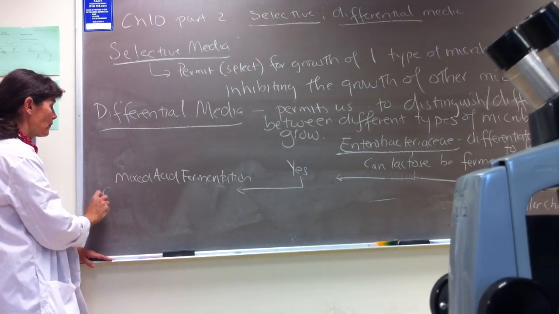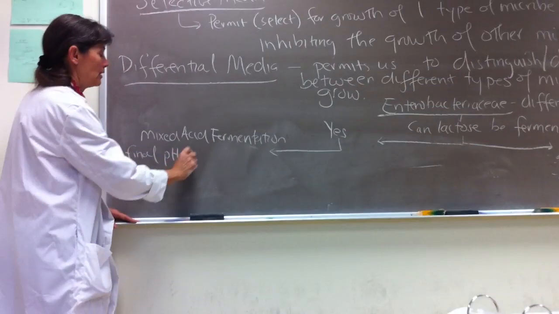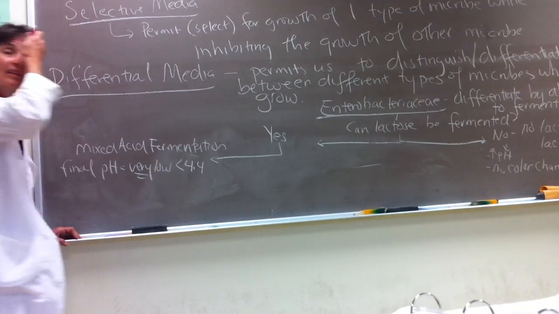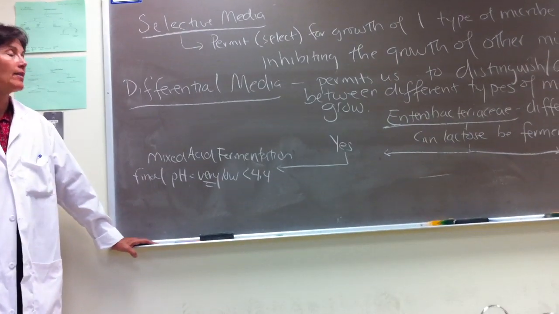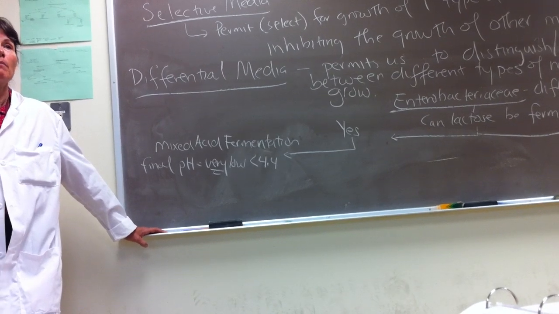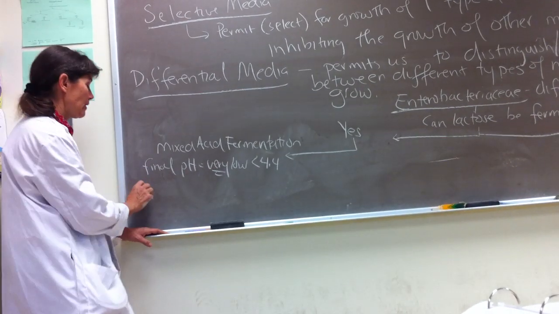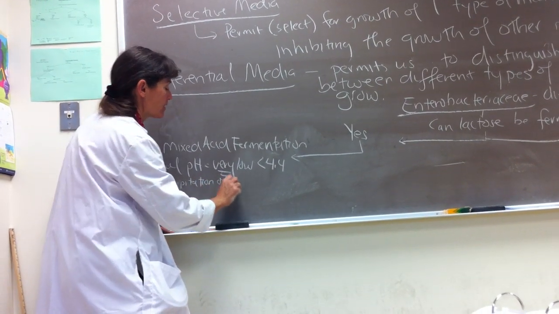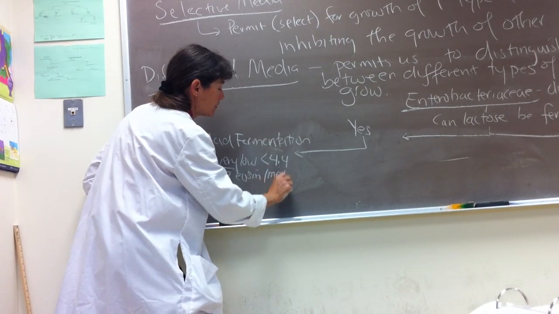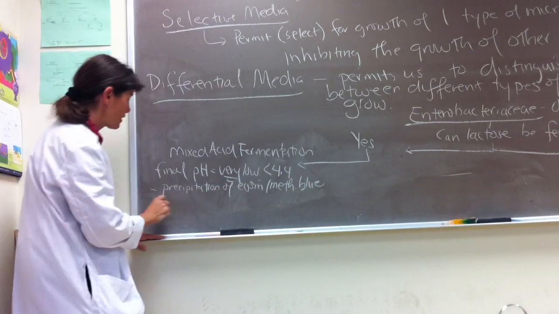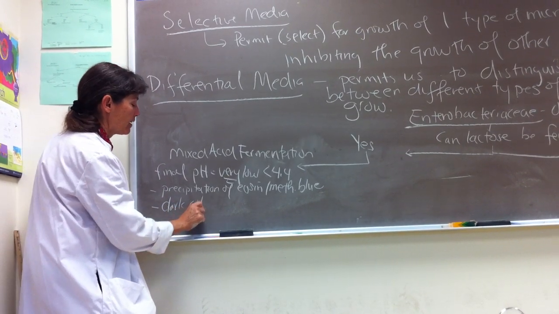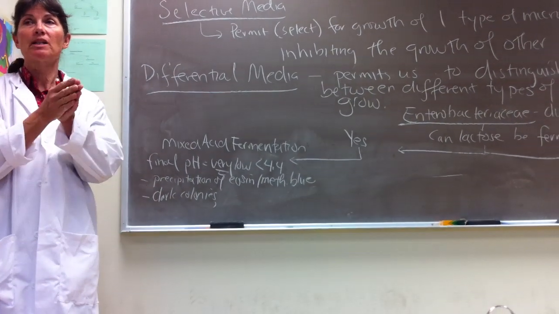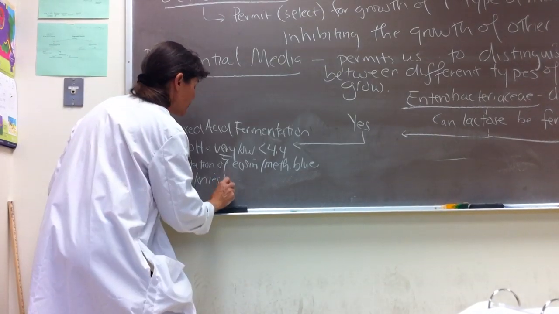It's called mixed acid because end products include a great variety of acids. As a consequence, the final pH is very low, less than pH 4.4. And at this really low pH, it turns out the Eosin and methylene blue will precipitate. So we get precipitation of the Eosin and methylene blue, and as a consequence, we get dark colonies. And what's really cool is the surface of the colonies have this metallic green sheen from the precipitated Eosin and methylene blue. Dark colonies with metallic green sheen.